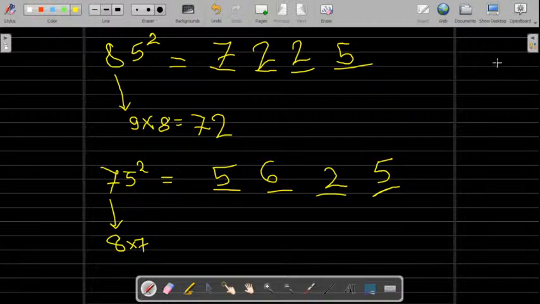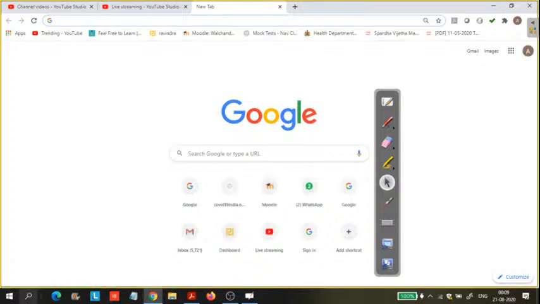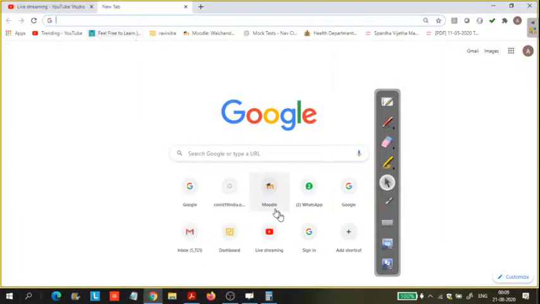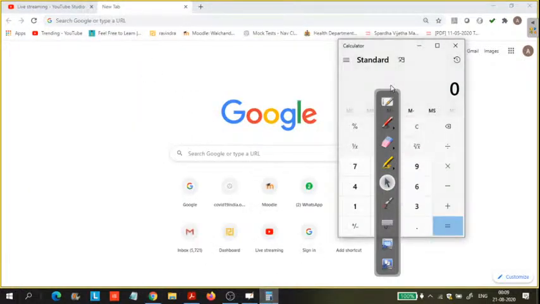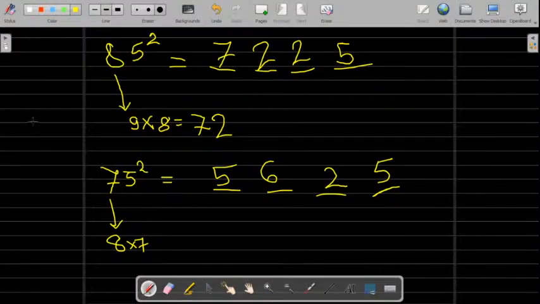The 75 square is 5625. You can also use the calculator. 75 square, what is the 75 square? 5625. So our answer is correct, 5625, right? So this is the way how we can calculate.